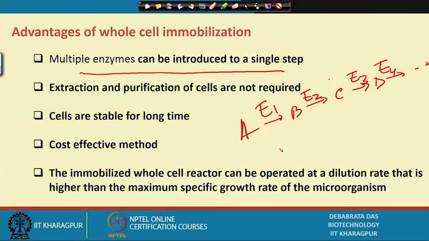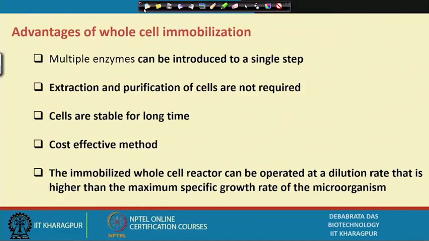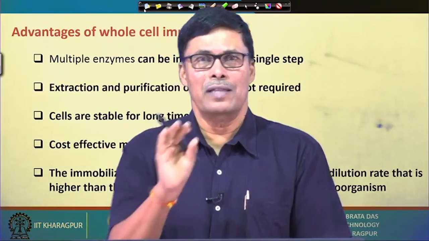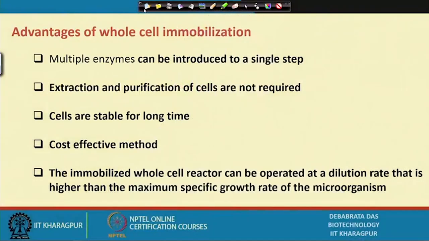And if you look at it, extraction and purification of the enzymes is not required, because you can use the cell directly. You don't have to purify it. Only the organism that you are supposed to use, you have to immobilize on the system. Cells are stable for a longer period of time. This is one of the advantages I mentioned before, and it is a cost effective method.